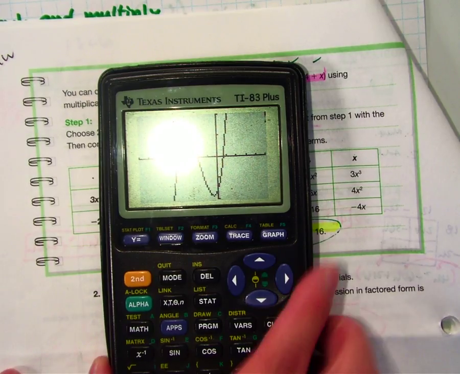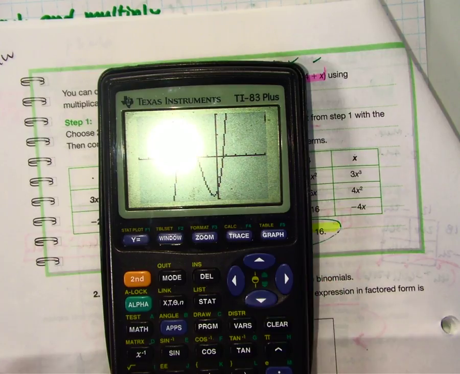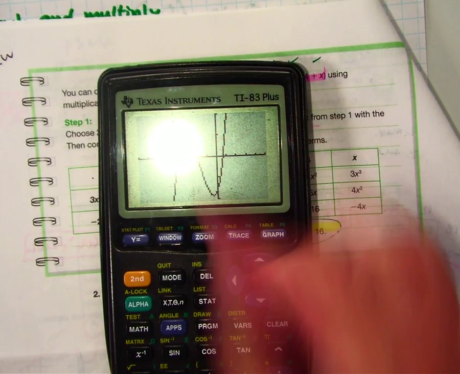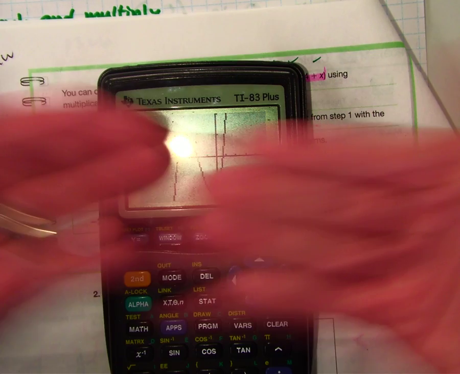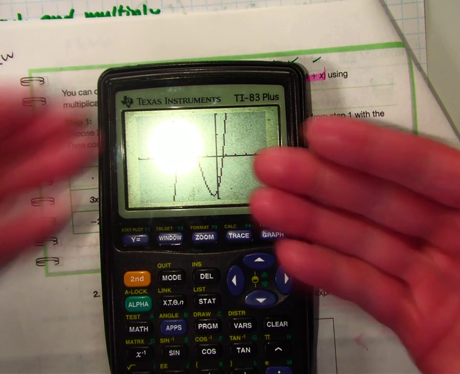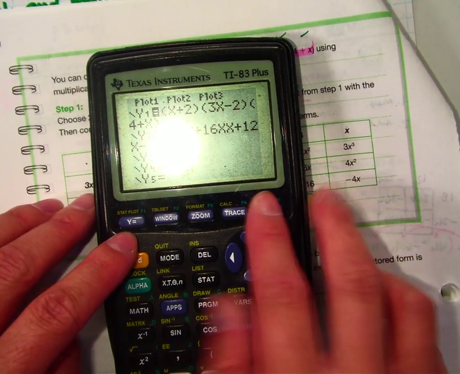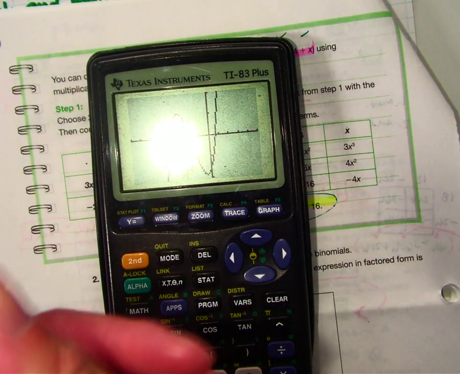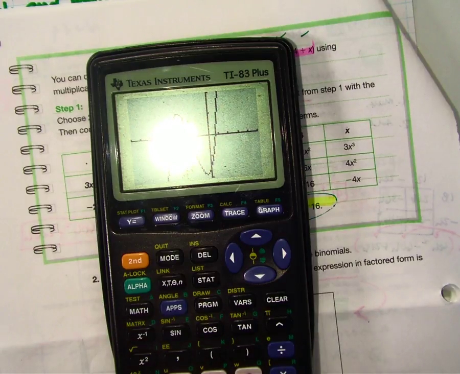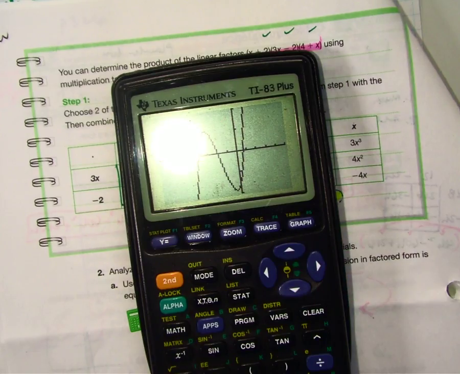There's my graph. Let's go ahead and sketch that. I'm not using a colored graphing calculator, but basically if they were two different graphs, then they're not equivalent. But because you see two functions, 1, 2, and you only see one graph, it's on top of each other, which means it's the same exact graph, which means it's an equivalent expression. So let's go ahead and graph that.